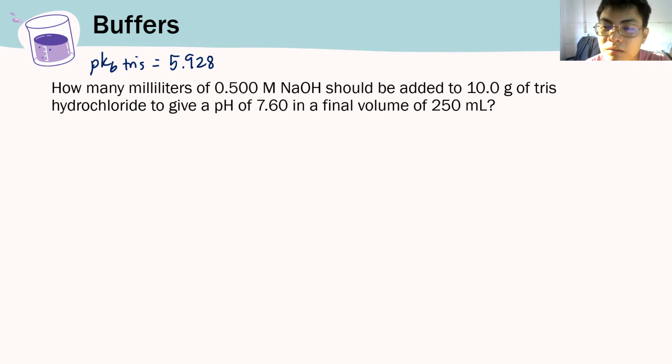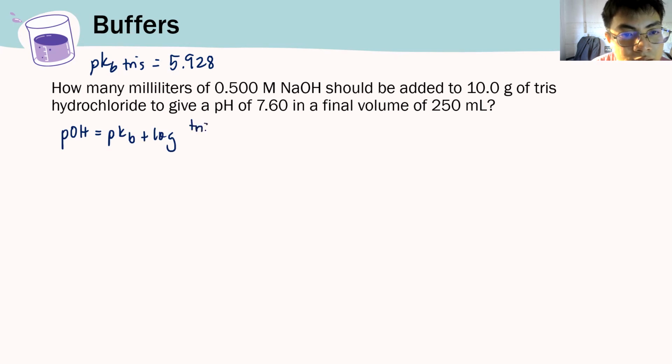So, you only have Tris HCl powder. You don't have the base. So how do we do this? Let's write the Henderson-Hasselbalch equation. It's a base, so pOH equals pKb plus log of conjugate acid over base, no?